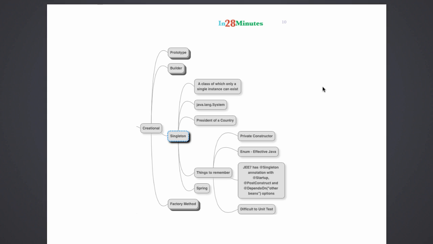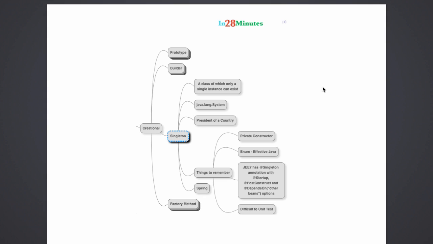Third in the creational patterns is the Singleton pattern, the most famous of all the design patterns, I guess. What the Singleton pattern does is very clear from its name. It's a singleton. There can only be one instance. So for a singleton, at any point in time, there can only be one instance. A good real-world comparison would be the president of a country. There can only be one president for a country at a particular point in time. Just like that, there can only be one instance of a singleton object.